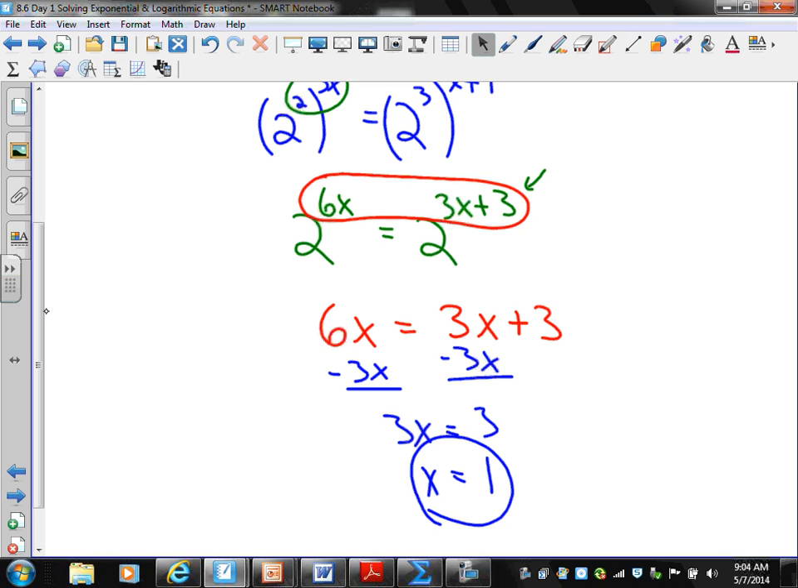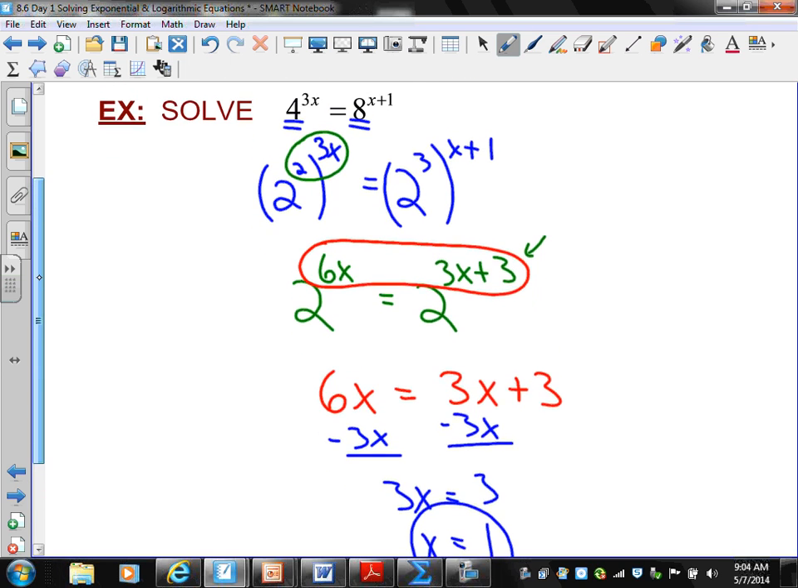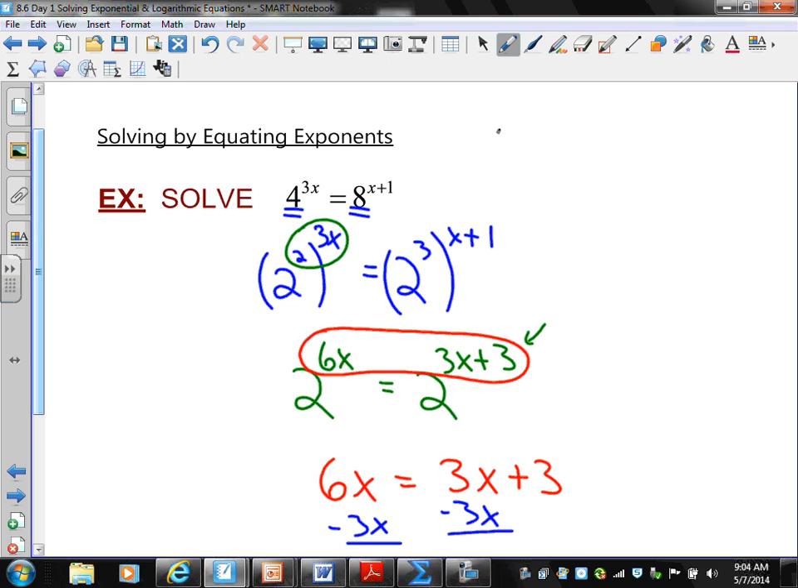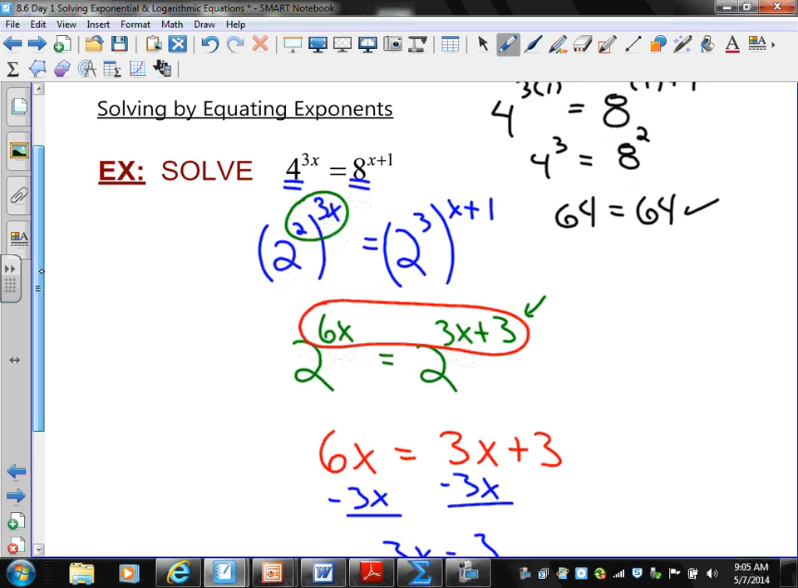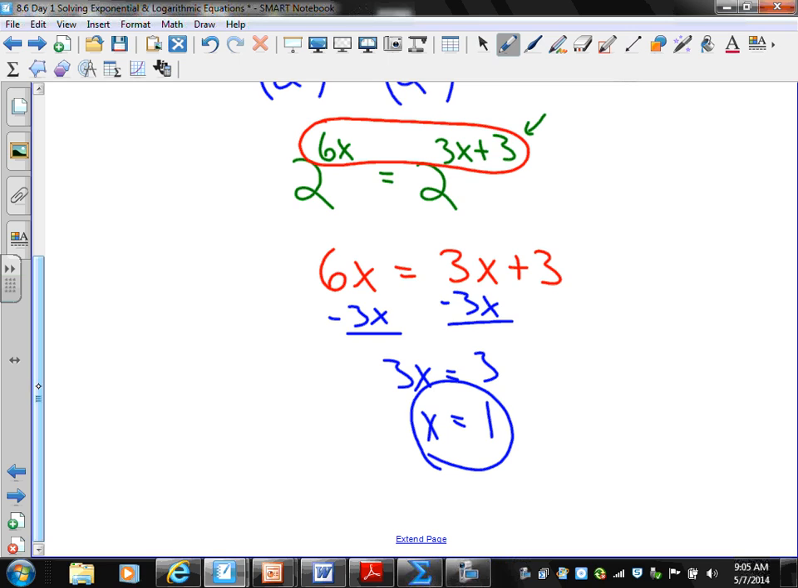And with these, I'm certainly going to go back and check this and make sure that it works out. So I'm going to put in 1 for x on both sides. And I get 4 cubed, which is 64. And I get 8 squared, which is also 64. So these are the same, so this is my check, and I know that my answer is right. It actually does work in the original problem. So I know that x equals 1 is an answer I'm going to keep.